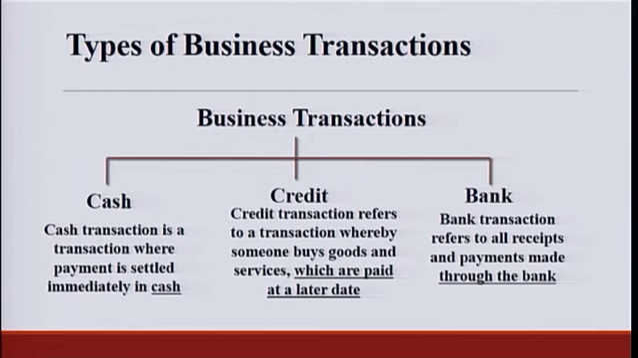There are three types of business transactions. They are cash, credit, and bank transactions. A cash transaction is a transaction where payment is settled immediately in cash. Whereas a credit transaction refers to a transaction whereby someone buys goods and services which are paid at a later date. And finally, a bank transaction refers to all receipts and payments made through the bank.